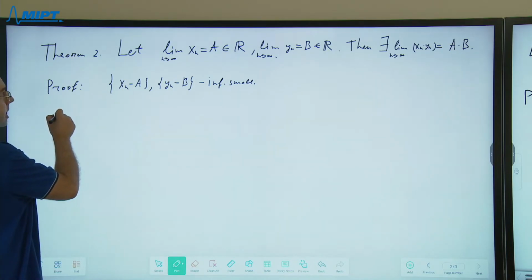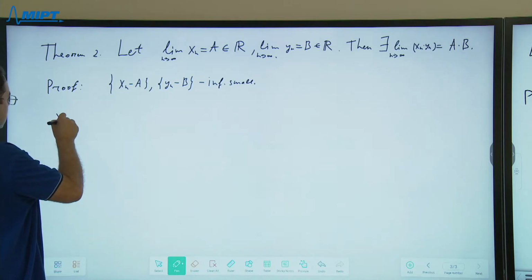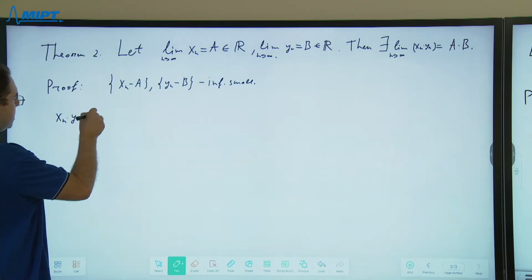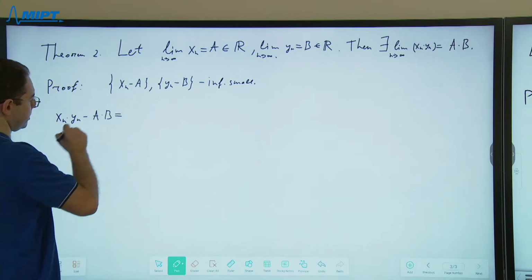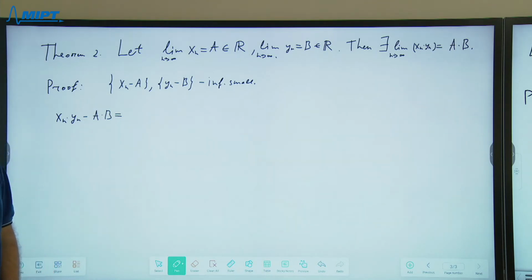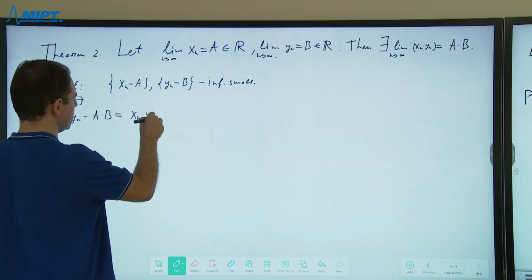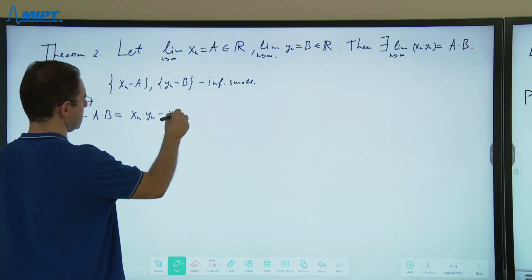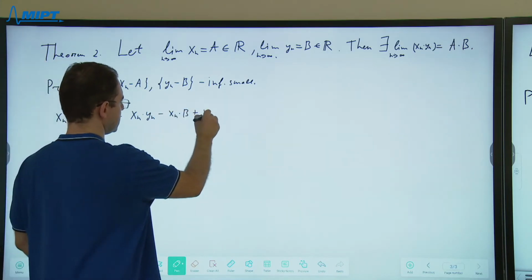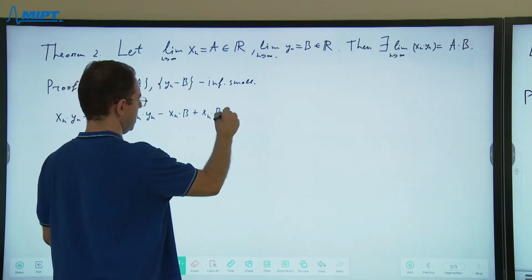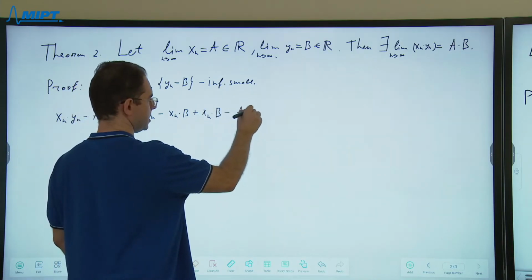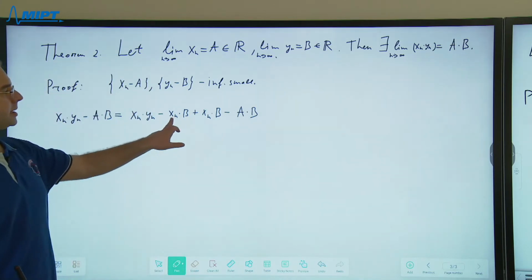Let's consider just this expression, xn times yn minus A times B. I am adding and subtracting xn times b. I'm writing down xn times yn minus xn times b plus xn times b minus a times b. I have added and subtracted this term.